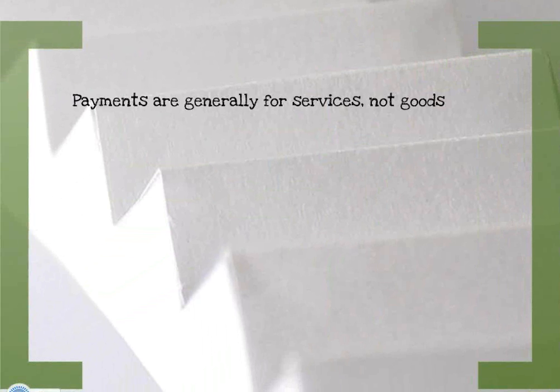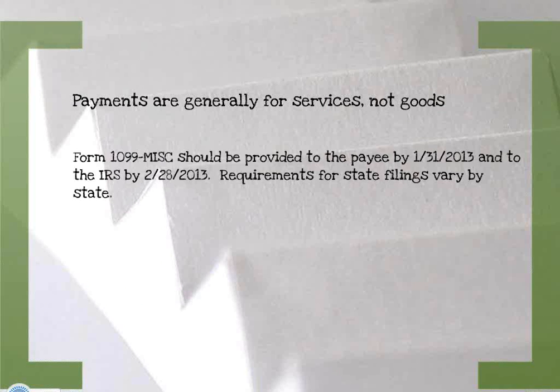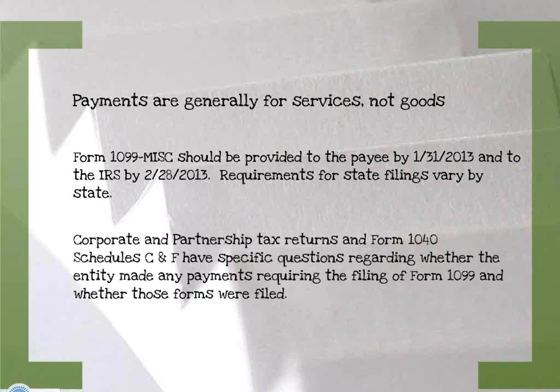Now, there are some other items to note about the 1099 miscellaneous form. Payments that are required to be reported are generally for services, not goods. The 1099 should be to the payee by January 31st and to the IRS by February 28th. Note that state due dates may definitely vary. Corporate and partnership tax returns, as well as individual tax returns, Schedules C and F, have specific questions regarding whether the entity needed to file the Form 1099 miscellaneous, and if that filing occurred, you need to make sure that you mark the appropriate answers.